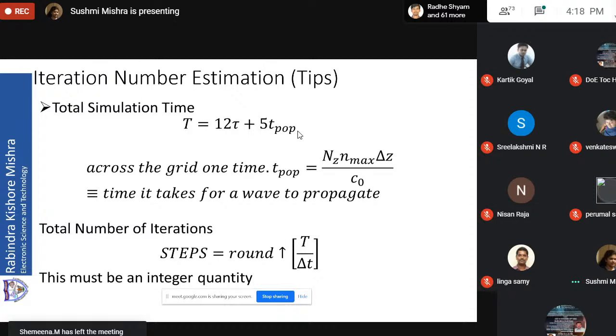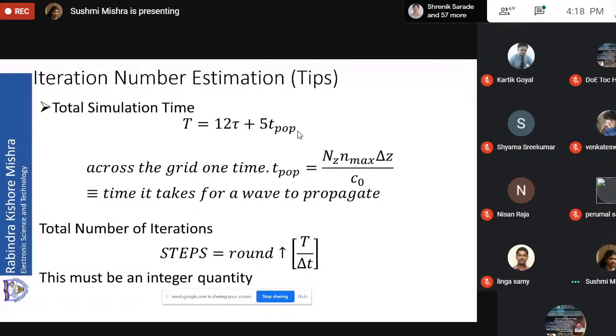Then I have to find out what is the estimated iteration number. Total simulation time t will be 12 tau, as I told you how to calculate, plus 5 t_pop. I said t_pop is equal to ng into n_max delta z by c0. That is across the grid, one time into t_pop will be this. So that is the time it takes for the wave to propagate over one grid.